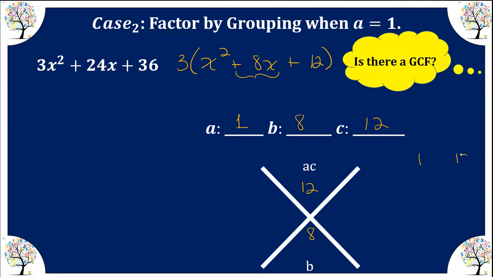Our combinations are 1 and 12, 2 and 6, and 3 and 4. We're going to choose 2 and 6 because 2 plus 6 gives us 8. I'm going to rewrite 8x using 2x and 6x. I have my GCF of 3. I'm going to use brackets. I'm going to rewrite this trinomial with 4 terms.